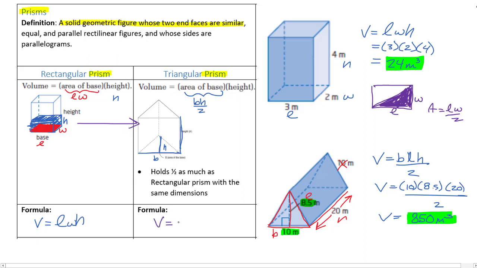This is length times width times height. They like to use base times length times height. I wish they just used width times length times height divided by 2. Notice how it's the same formula but divided by 2. They're using different letters, but it's the same thing.